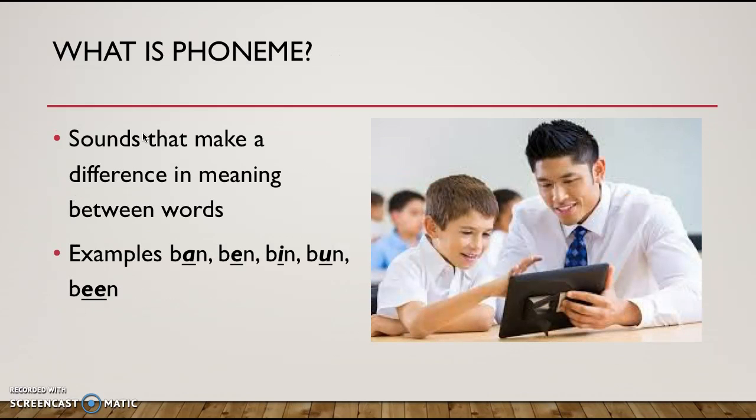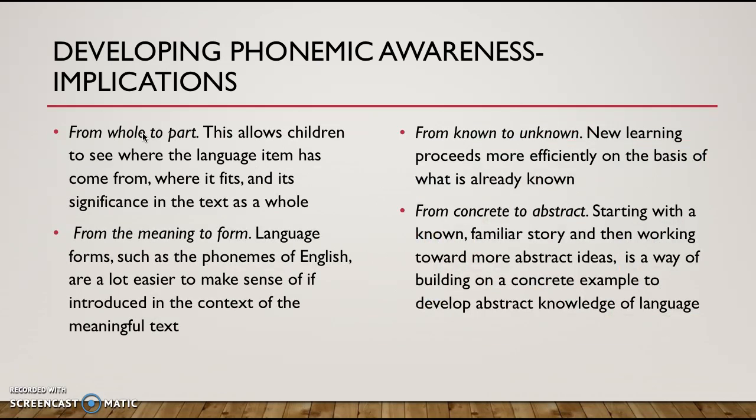So what is a phoneme? Sounds that make a difference in meaning between words. Examples would be ban, ben, bin, bun. And then how do we develop these phonemic awareness implications? So one is from whole to part. This allows children to see where the language item has come from, where it fits, and its significance in the text as a whole. Next is from meaning to form.